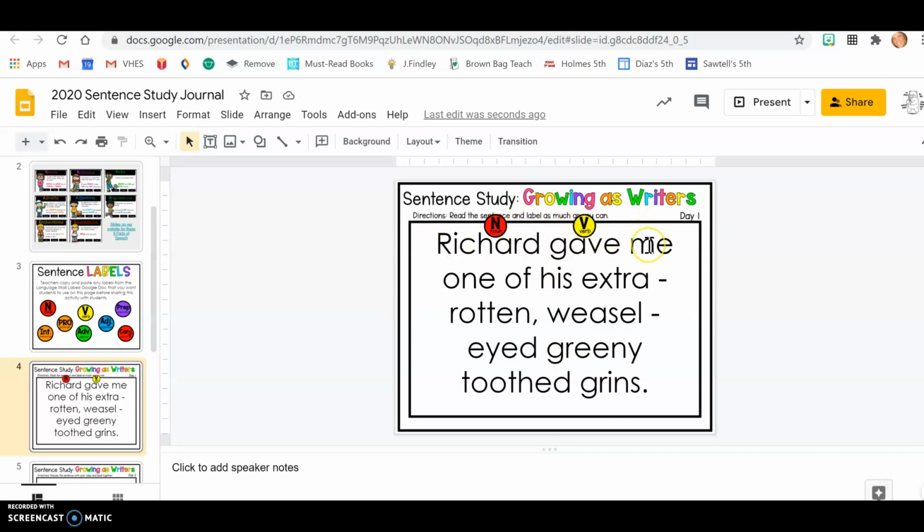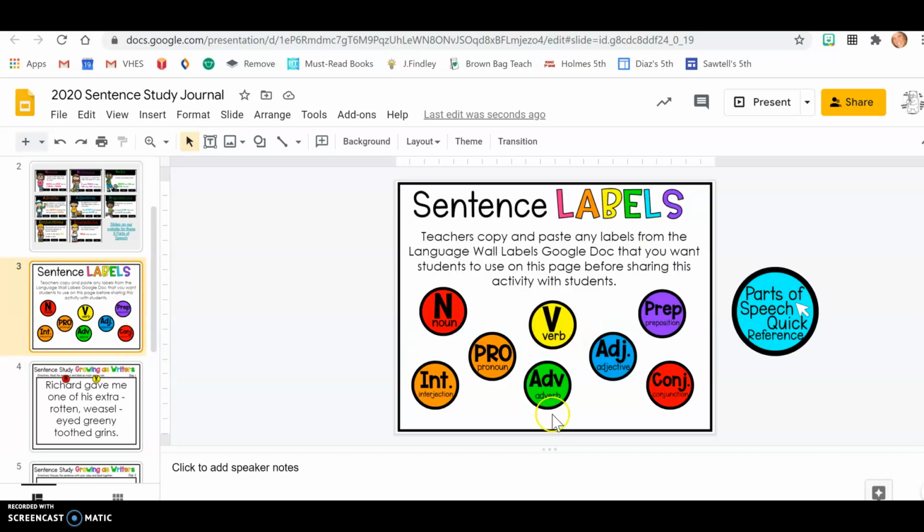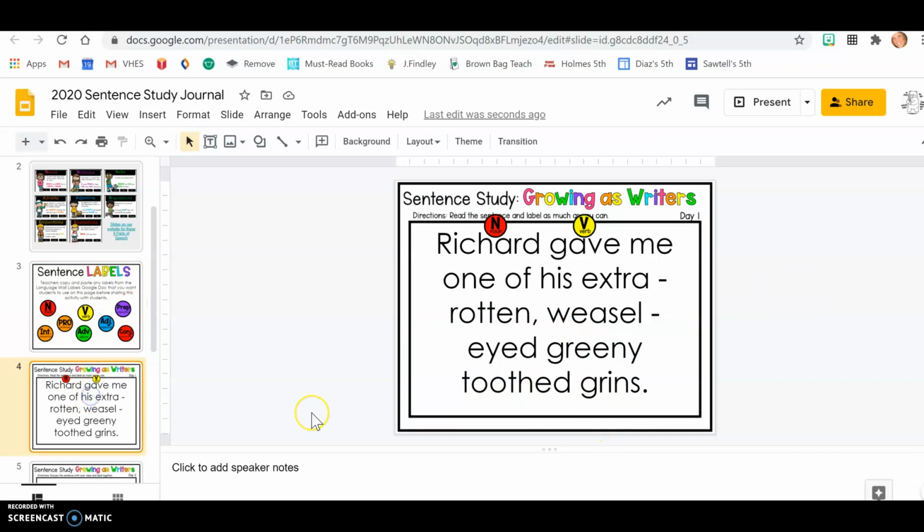Richard gave me. Well, me is a pronoun because instead of saying Richard gave Miss Sawtelle, me replaces the name of a noun, which makes it a pronoun. Back to my labels, find pronoun, Control-C, Control-V, make it a little bit smaller, and stick it above my me.